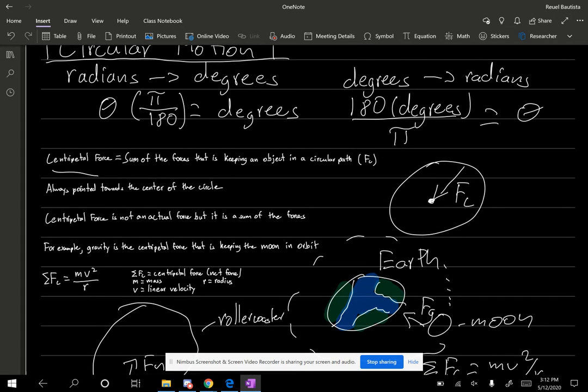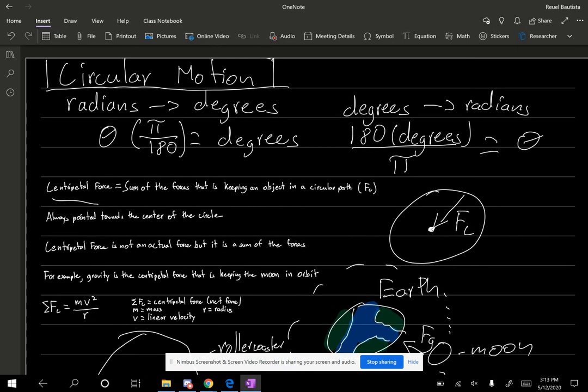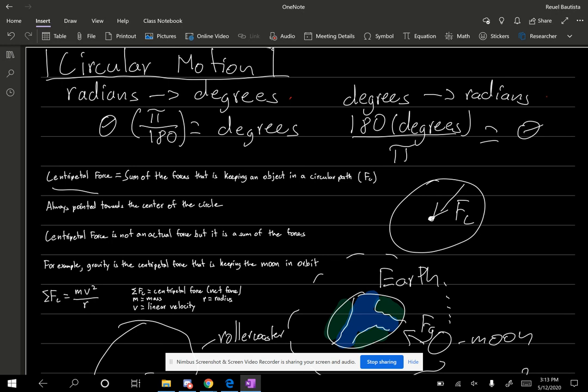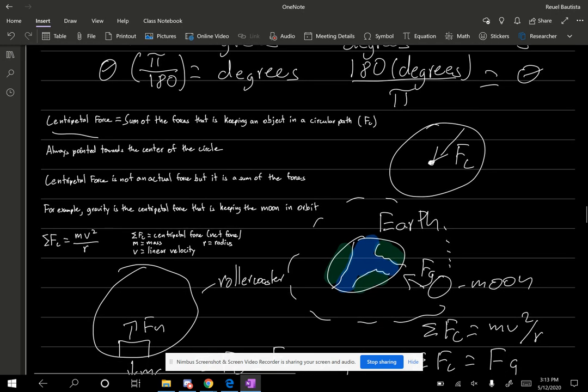So next, let's go with circular motion. Just in case there's any confusion, I drew out radians to degrees and degrees to radians. How do you convert from one to another? Make sure that you look at that and understand that.